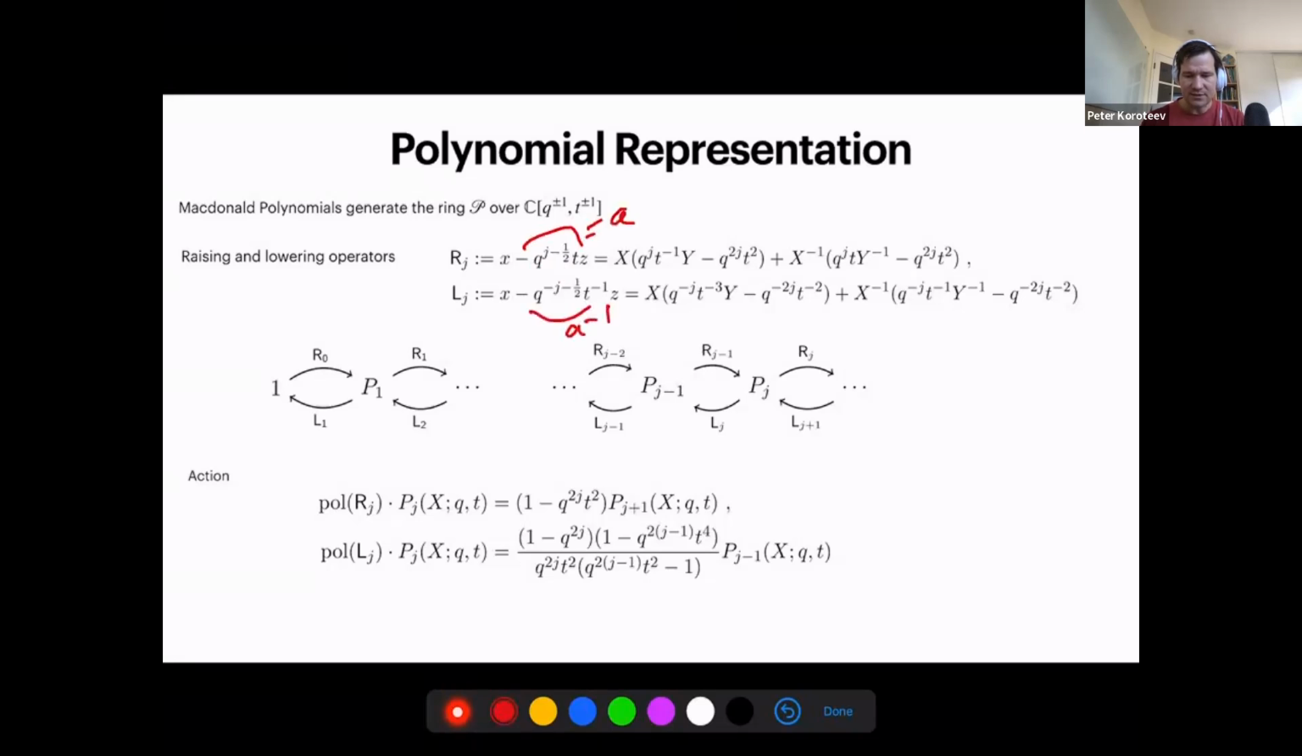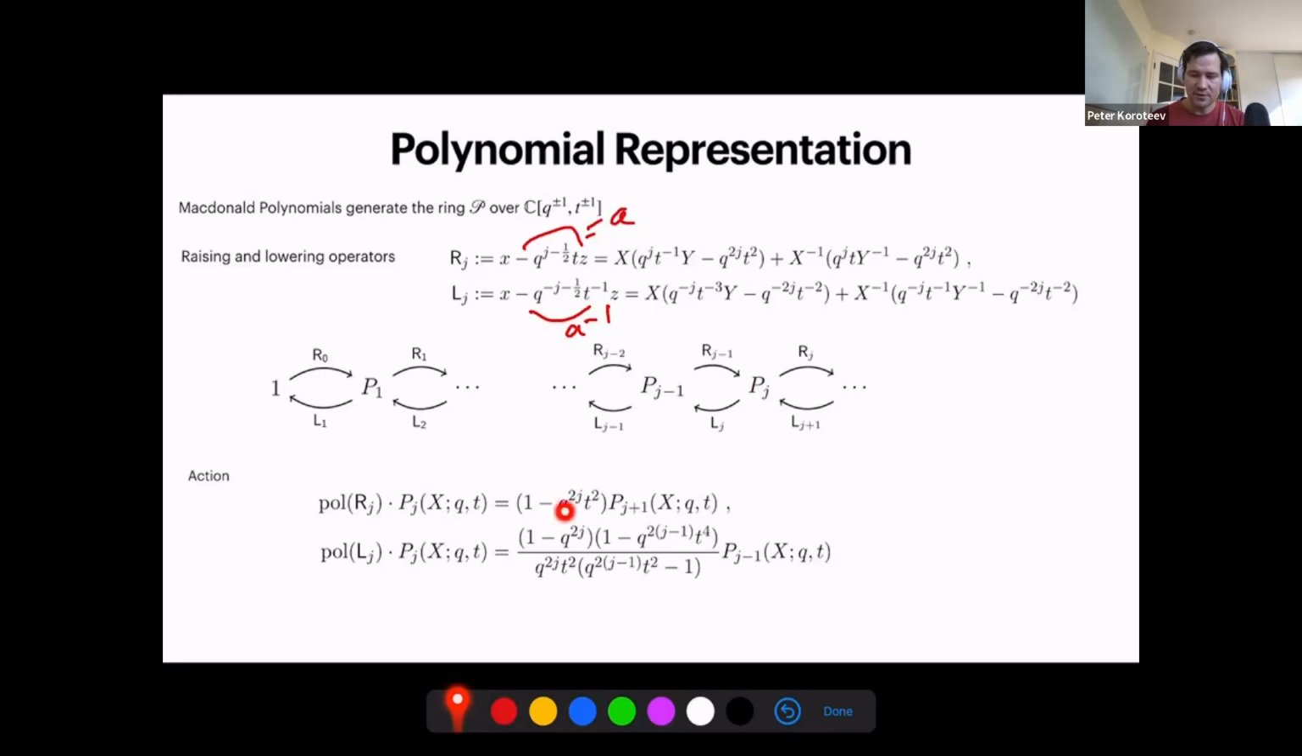If we have these two different linear combinations, we can show that if we act with the raising operator on Pj, you go to Pj plus 1. So it's a raising operator. You go to the next polynomial, and then if you act with L on Pj, you go to Pj minus 1 with some interesting rational coefficients in front of them. And they're all eigenvalues of y, so they're all highest vectors of y.